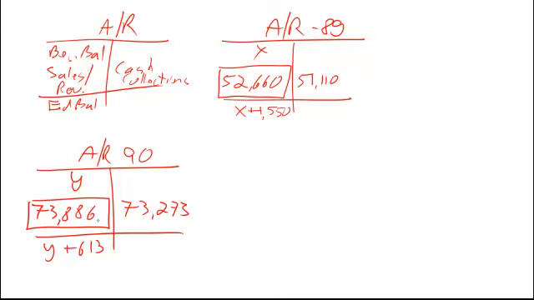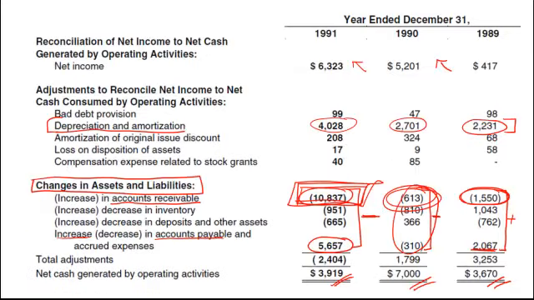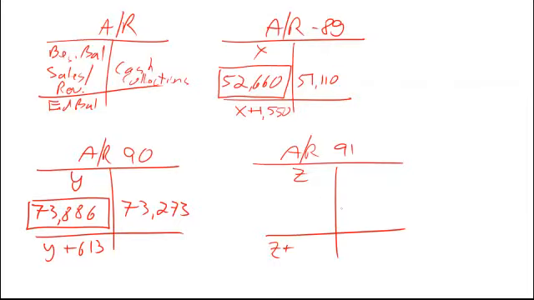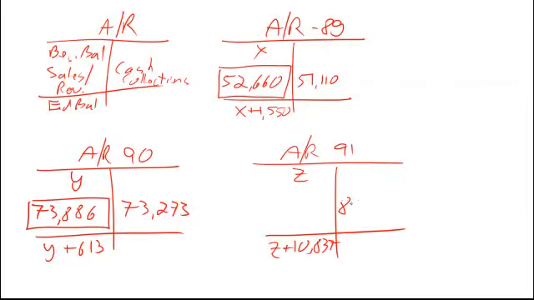73,886. Going through the same exercise, and I know that it's boring at this point, but there is a point to it. For 91, we would again place the beginning and ending balance. This time we have that extreme number, the 10,837, as a change in accounts receivable. So I would add the 10,837. And looking at the direct method, I would take the 83,865, putting it under the collections part of accounts receivable.